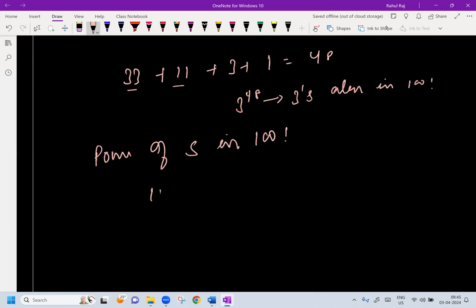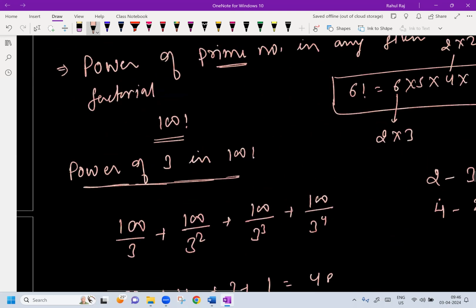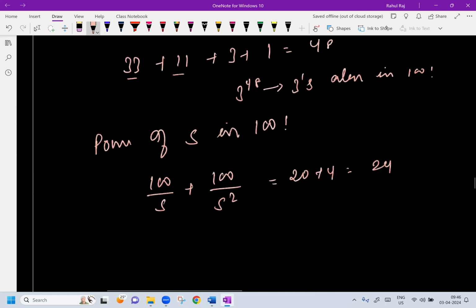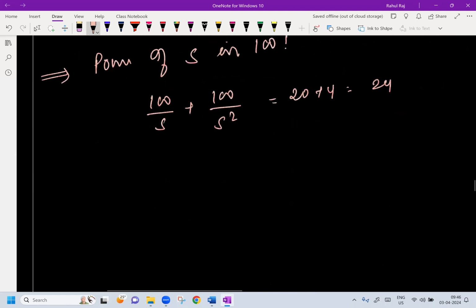I'll just take 100 by 5, 100 by 5 square. That is 20 plus 4, 24. If I have to find the power of 7 in 100 factorial, again 100 by 7 plus 100 by 7 square plus 100 by 7 cube, keep going till the denominator exceeds the numerator. So please understand one thing, the power of zeros is found exactly in the same way as the power of 5.